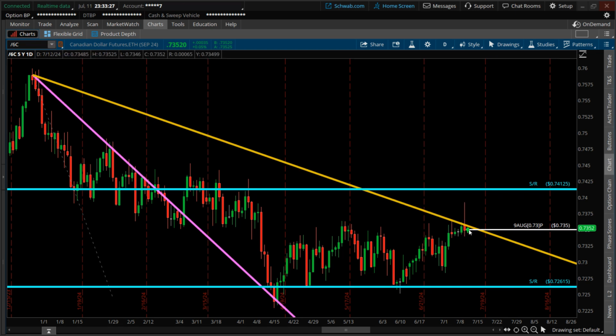I'm speculating that price is going to get rejected at this yellow trend line. I don't think price is going to get that much higher. Price may pierce it again, similar to what happened over here, but I don't think there's going to be that much of a continuation to the upside heading into the July 19th expiration Friday.